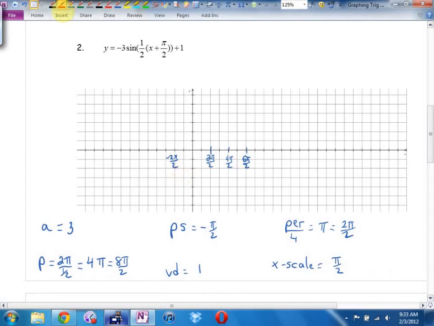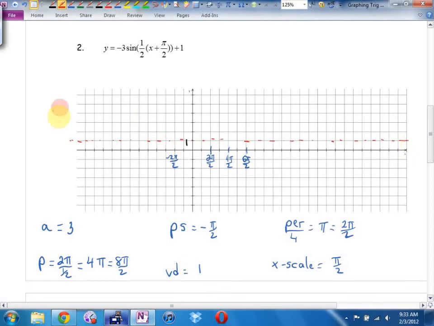What was the next thing I did? What's my amplitude? 3. So 3 up from here. 1, 2, 3. And that's at 4. And 3 down. 1, 2, 3. And that's at negative 2.